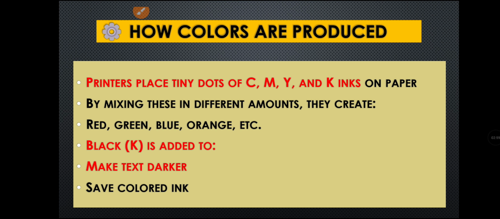After that, the next process is that it mixes these CMYK colors in different amounts. Different amounts means if one color is major, it is in high quantity. In that way it mixes in different amounts so that we can get different colors. So they create red, green, blue, orange. When we mix CMYK we get so many different colors, for example red color, green color, blue color, orange color, etc.